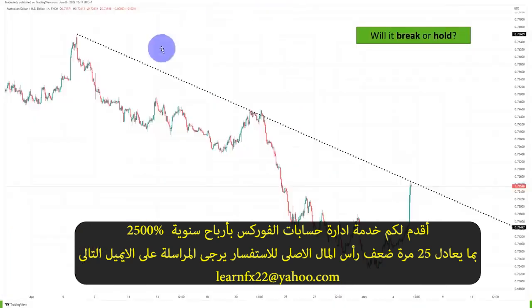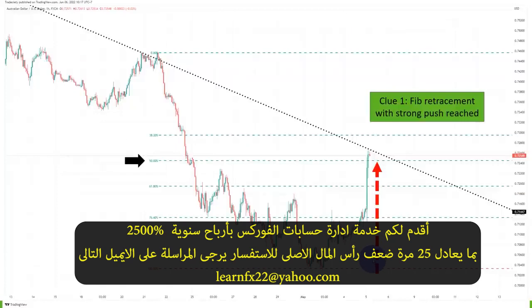What do you think about this trend line? Do you think it's likely to break or hold? Let's dig into it and let's analyze it. First of all, we can clearly see that we are in a downtrend, but there's also a very strong bullish push here. You can see the market from the bottom here rallied higher, and you can see especially the last three candles here are very strongly bullish.